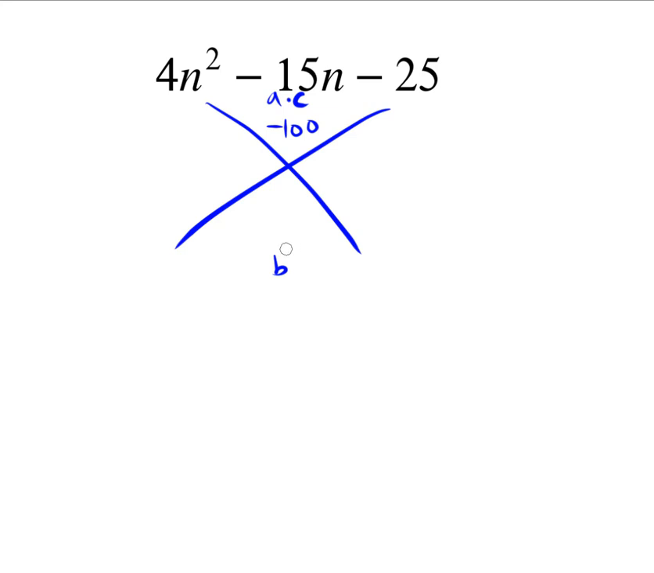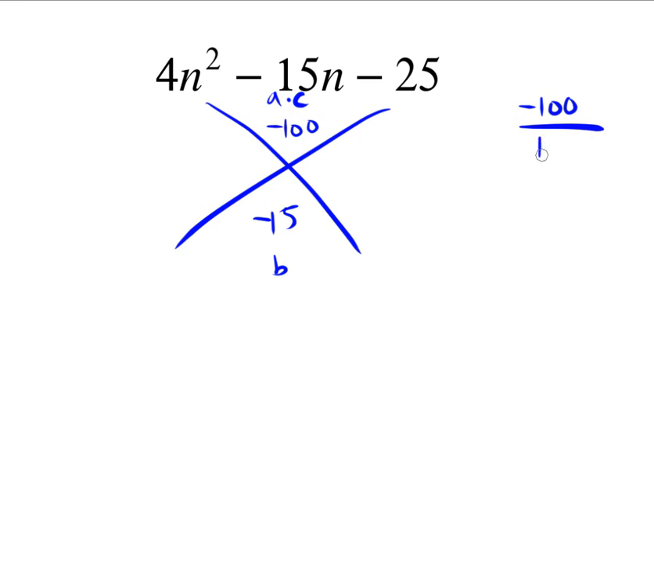And b is negative 15. So I'm looking for two numbers that multiply to give me negative 100, but add to give me negative 15. So I'm going to put my negative 100 over here, my AC over here, and I'm just going to find out the factors of negative 100. Now, I'm going to cheat just a little bit because I don't like writing all those double factors. I'm just going to remember that, hey, my things have to multiply to give me negative 100. So one of these factors of my factor pair has to be a negative.